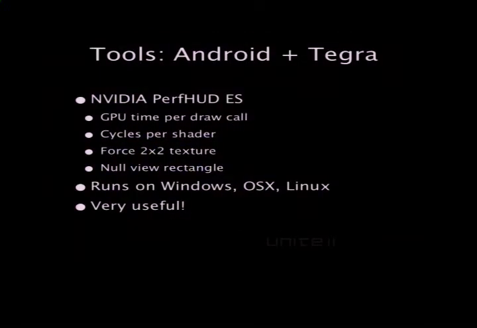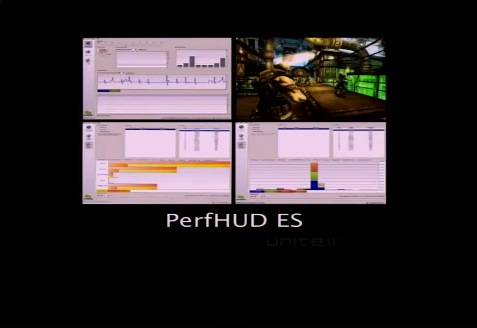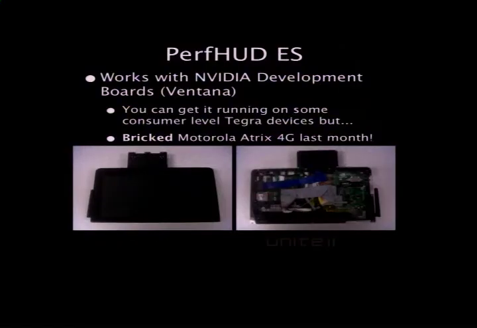On Android and Tegra devices, like Ronaldo said, there's a really excellent NVIDIA tool which gives you anything you might want, like GPU times for each draw call and cycles for each shader, and it can force very small textures to see whether you're texture resolution bound. And it runs not only on Windows, which is very pleasing for us who like to use Macs. So yeah, that's very useful, and it has nice UIs and stuff.